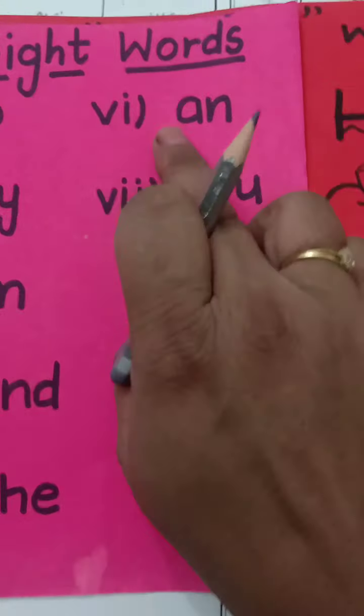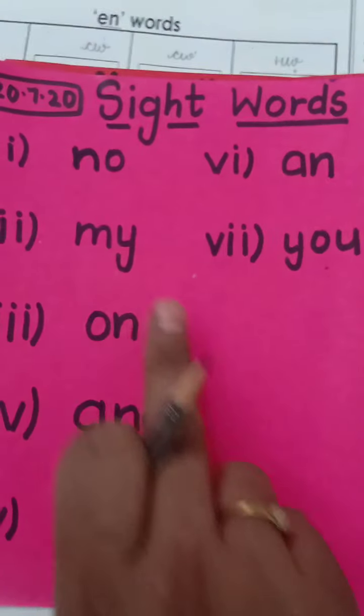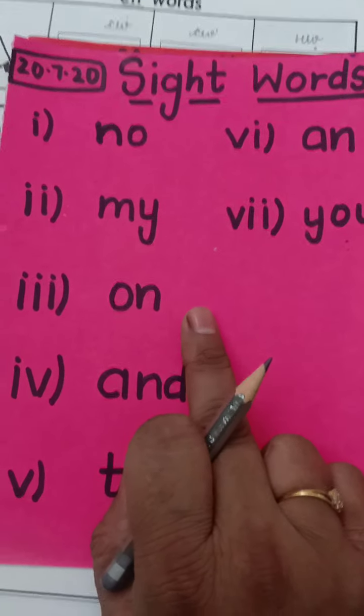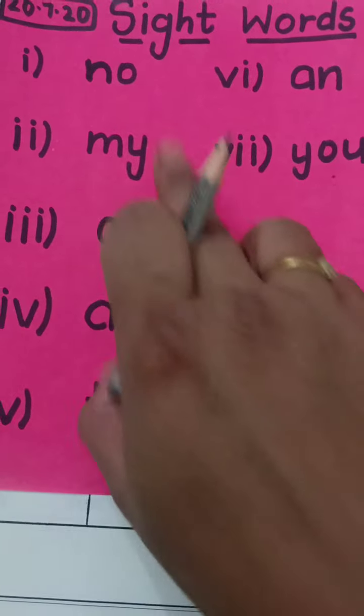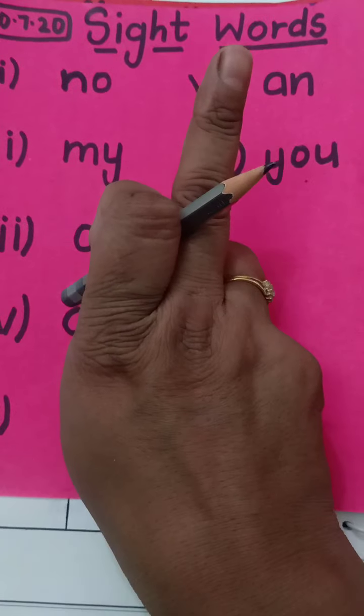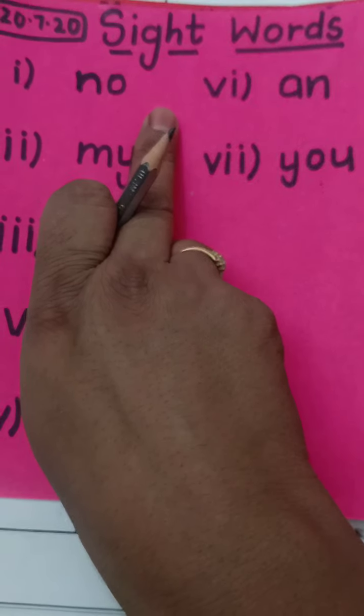Remember this, that when you start reading sight words, you don't have to use any sound. जब भी आप साइट वर्ड्स को रीडिंग करेंगे, आपको साउंड से नहीं बोलना है, आपको सिर्फ लेटर्स बोलने हैं.